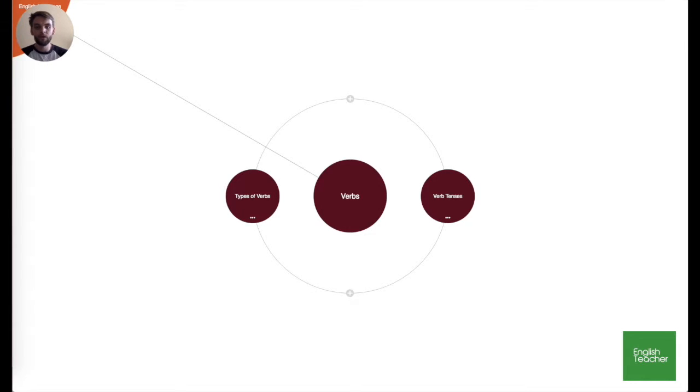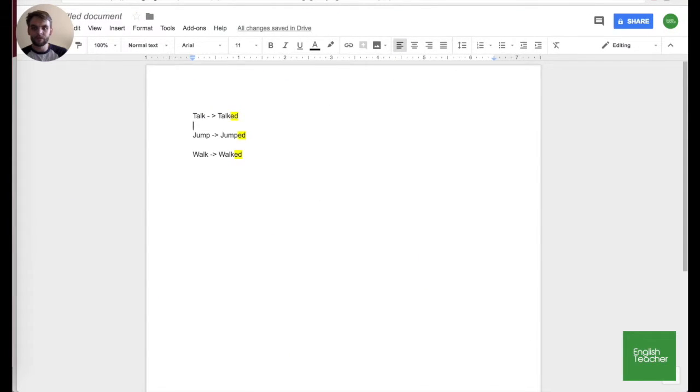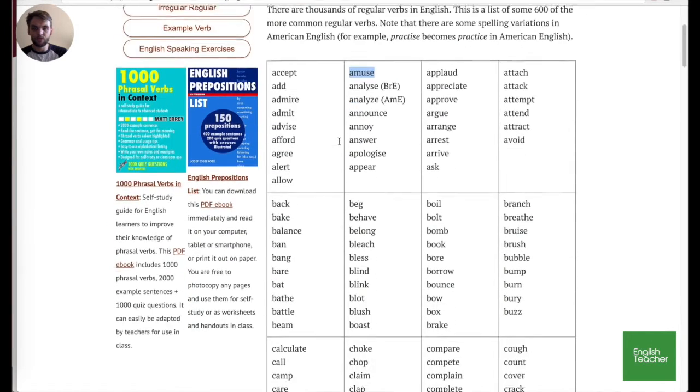Last lesson we were talking about verbs, and we will continue talking about verbs today. Last lesson we were talking about the types of verbs. We spoke about irregular verbs and regular verbs. And I left you with a list of irregular verbs to learn. Now, today I'm going to leave you with a list of regular verbs to learn. And you'll be able to find this in the description box below.